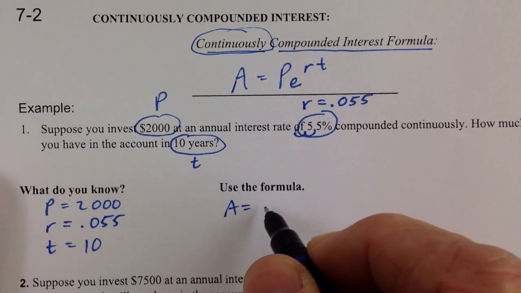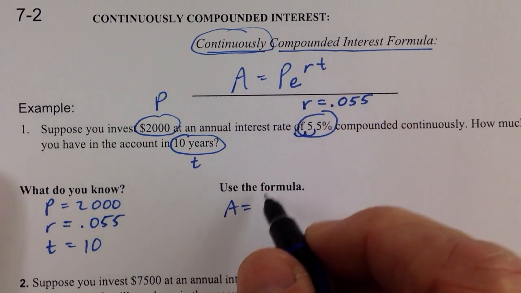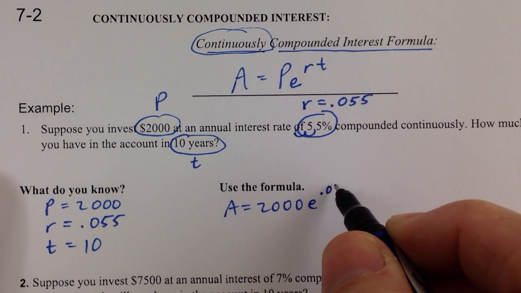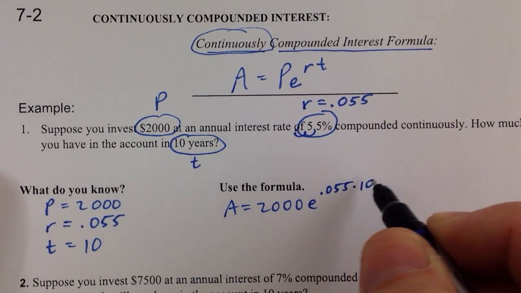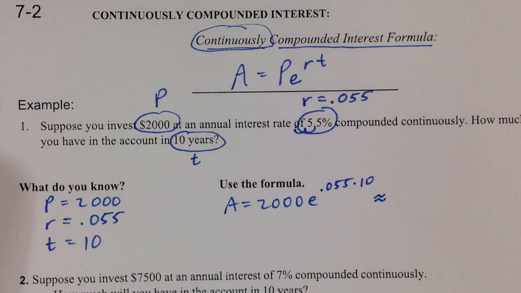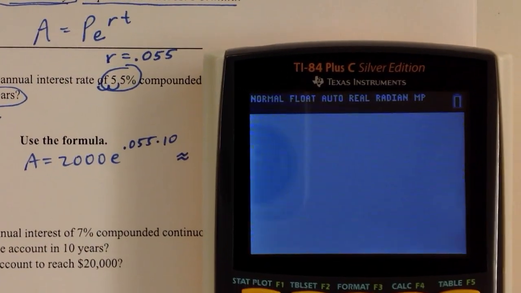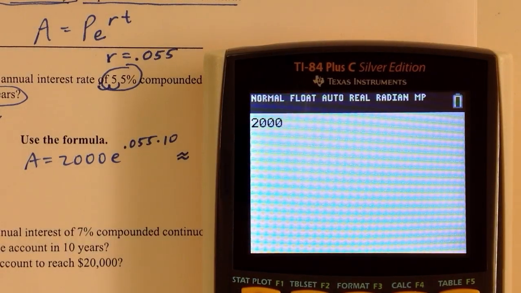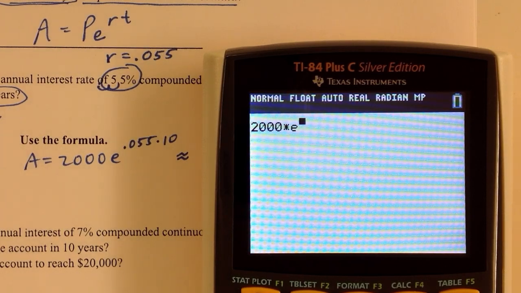So the formula, again, A equals P, which is 2,000, times E, a constant, raised to the 0.055 times 10. We should get a good amount of money in the account at 5.5% per year for 10 years. So let's use our calculators for this part. All you have to do is type in 2,000, multiply that by E, second E, raised to the 0.055 times 10, and then hit enter.